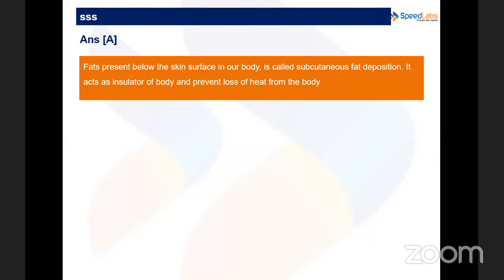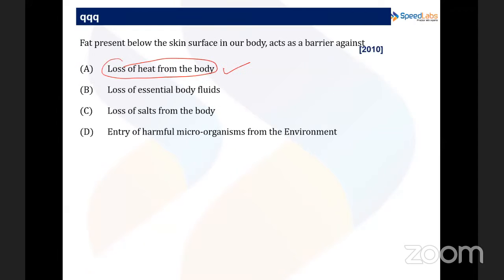Let's look how. So fat present below the surface of skin is known as subcutaneous fat deposition. So what is the function of it? It acts as an insulator. And by acting as an insulator, it prevents loss of heat from the body. So that is the function of subcutaneous fat, that is fat present below the skin. Hence option A is the correct answer. Now let's move to the next question of today.